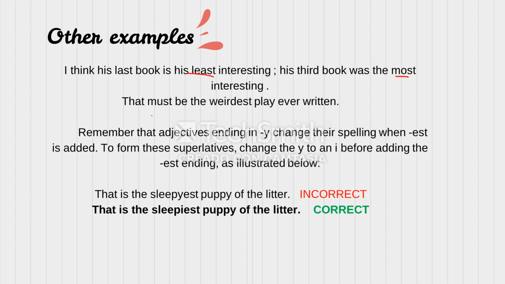That must be the weirdest play ever written. We have the superlative form of weird. Remember that adjectives ending in y change their spelling when est is added. To form these superlatives, change the y to an i before adding the est ending. Okay, let's see the example. That is the sleepyest puppy of the litter. This is incorrect. The correct form is that is the sleepiest puppy of the litter. Drop the y and change it with an i.